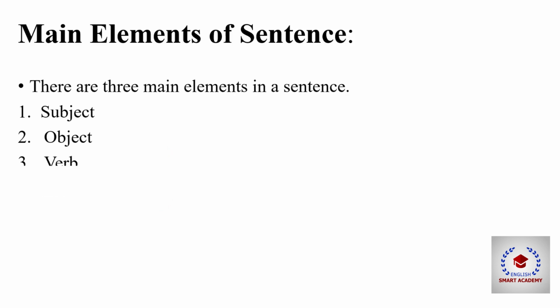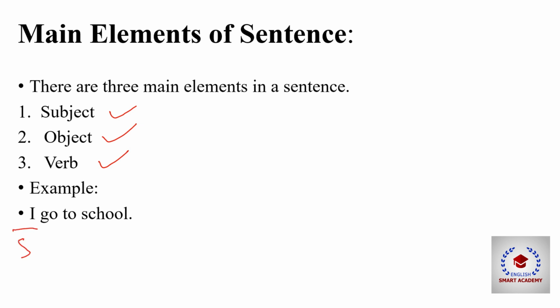of sentence. Main elements of sentence, so there are the three main elements: subject, object and verb. You can see in the example I is subject, go is verb and school is object.